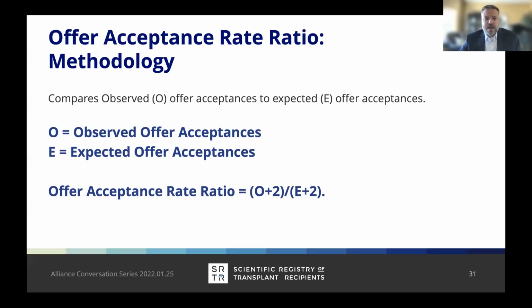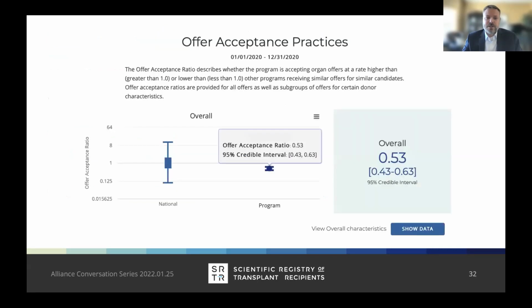So you'll see the same math here. We're taking a look at how many acceptances did the program have for the offers that came to them, and how does that compare to what we would expect them to have accepted based on what other transplant programs are doing for similar offers from similar donors to similar candidates, okay? All of those similar phrases are really important in understanding this metric.